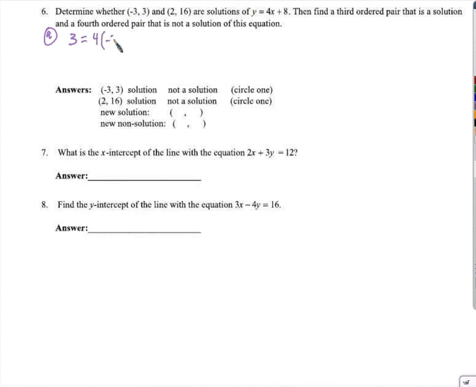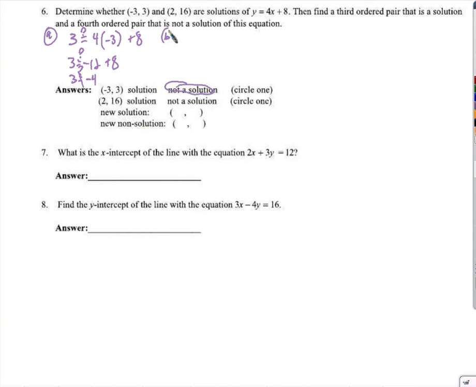3 equals 4 times negative 3 plus 8. 3 equals negative 12 plus 8. Well, 8 minus 12 is not 3. This is not true. It was always a question of, are these things equal? And they're not. 8 minus 12 is negative 4. That's not 3. That's not a solution. So I say, not a solution.